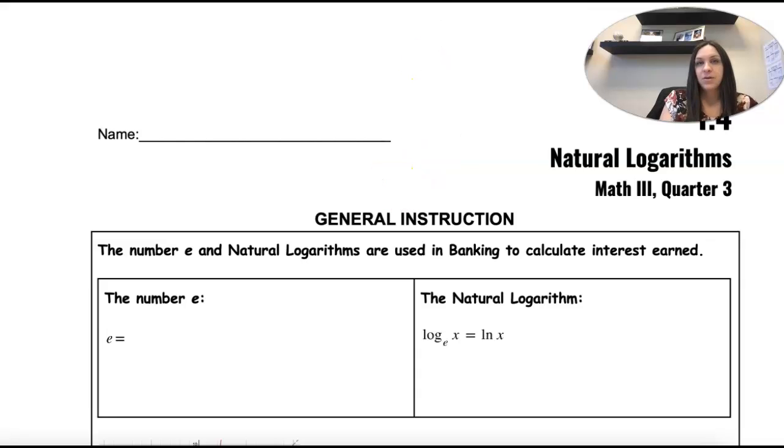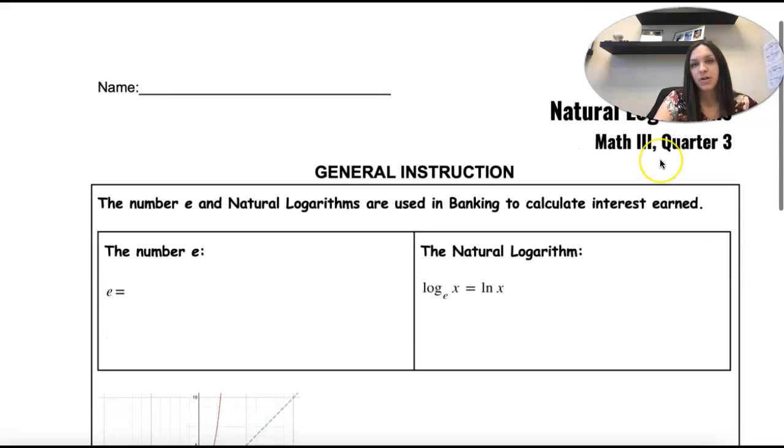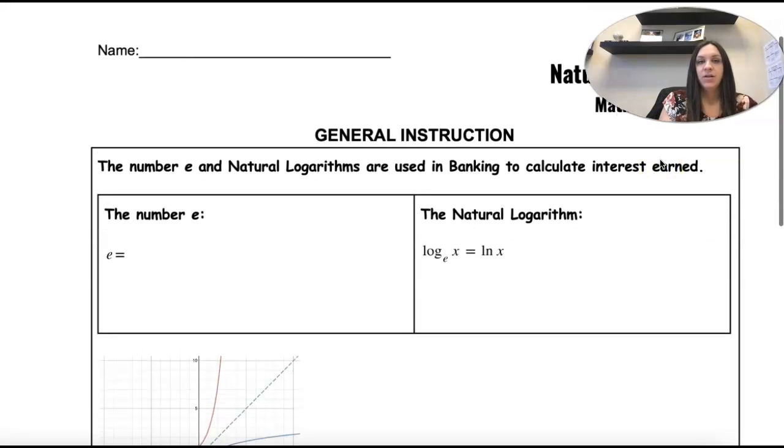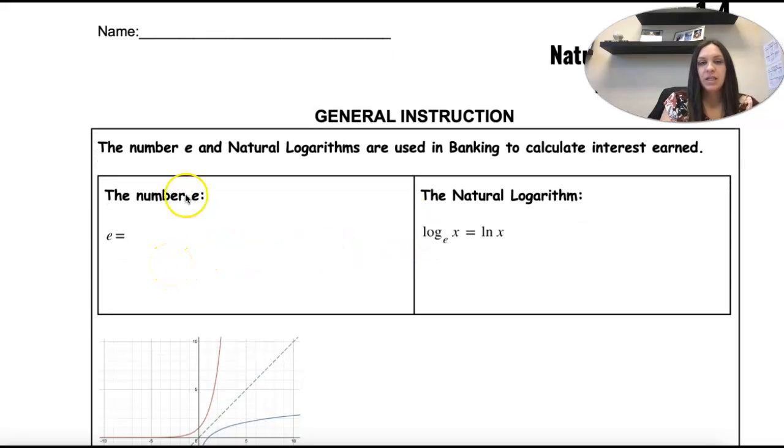So number 4, we're going to talk about something called a natural logarithm. And we use this when we have the number e, and it's in most of our banking formulas when we calculate interest. So first thing, e is just a number. It's kind of like pi. It's 2.718 and it continues on forever.